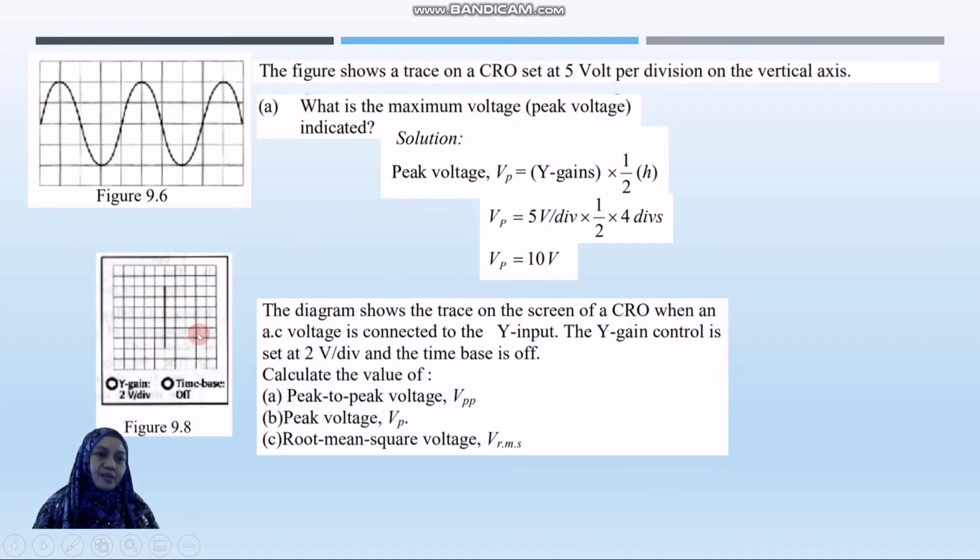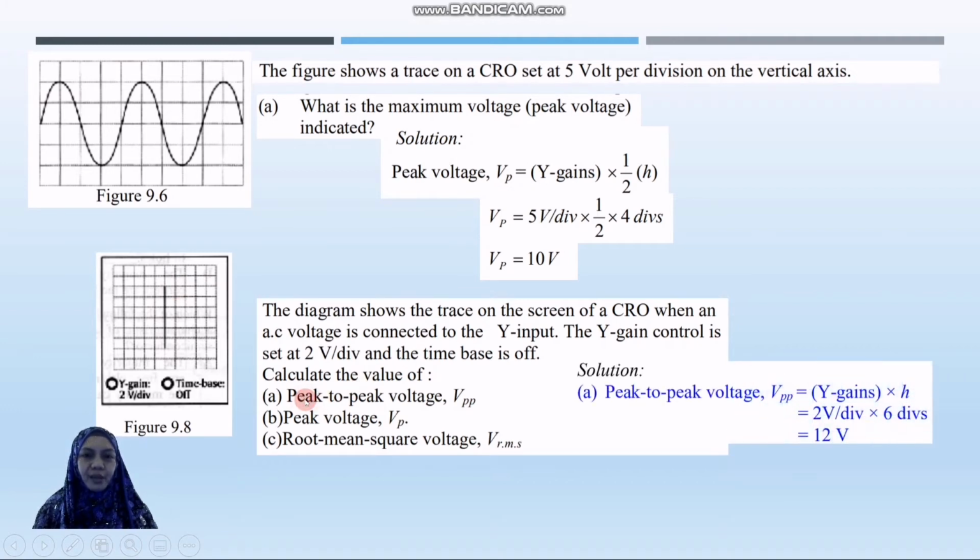And now next example refers to figure 9.8. So the diagram shows the trace on the screen of a CRO when an AC voltage is connected to the Y input. Okay, the Y gain control is set at 2 volt per division and the time base is switched off. So this is the trace that appears on the screen of the CRO when AC voltage is connected and the time base is switched off. First, find the peak-to-peak voltage.